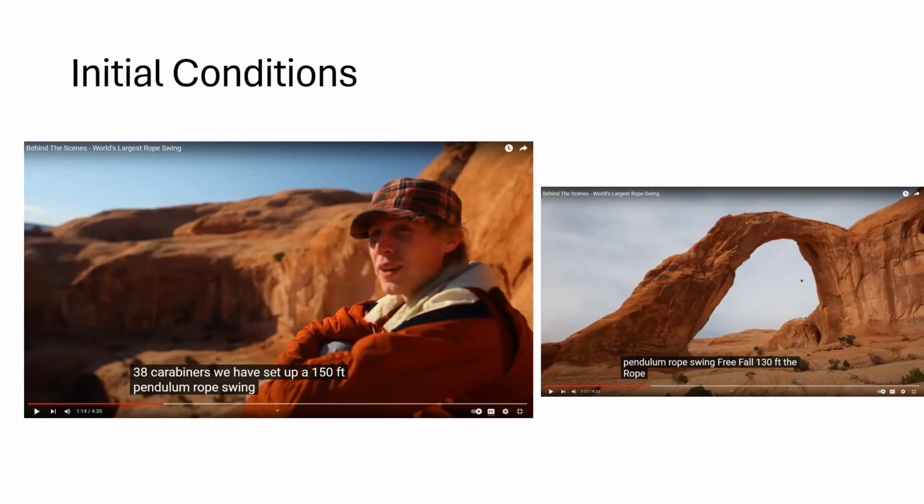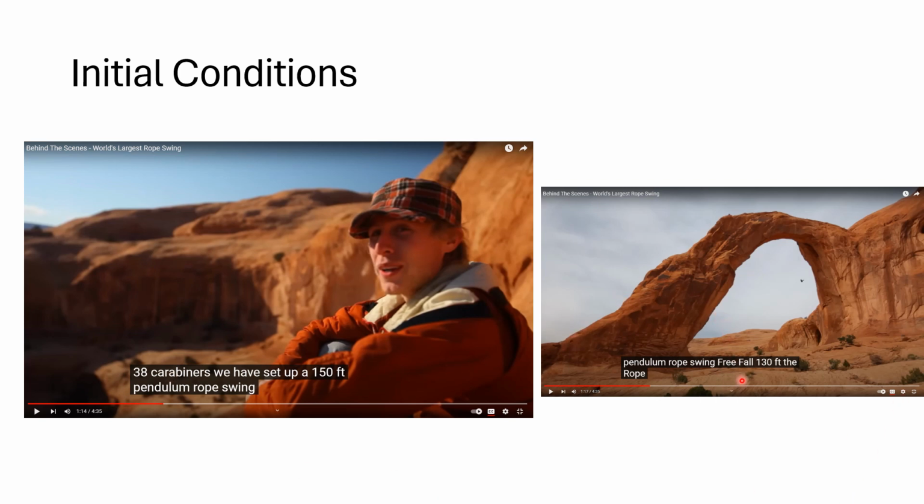So for starters, I was able to gather these screenshots from the video to give us a little more information on how we're starting and how we're going to set up our simulations. So here we can see that the rope itself is 150 feet, or it says in the next slide, but I believe that I did my calculations, it was around 47 meters, something like that. And so that's going to be the radius of our circle, of our pendulum.